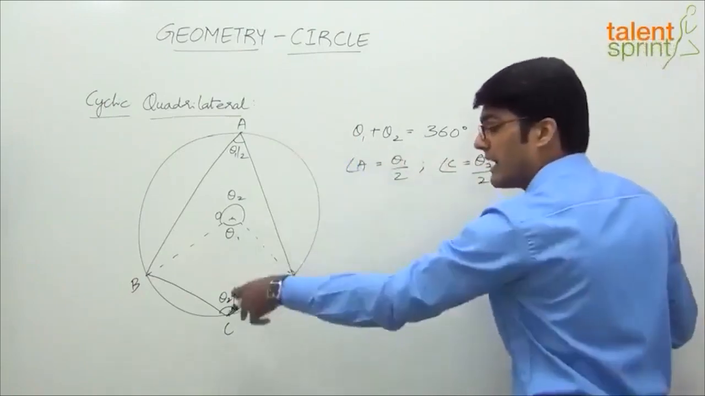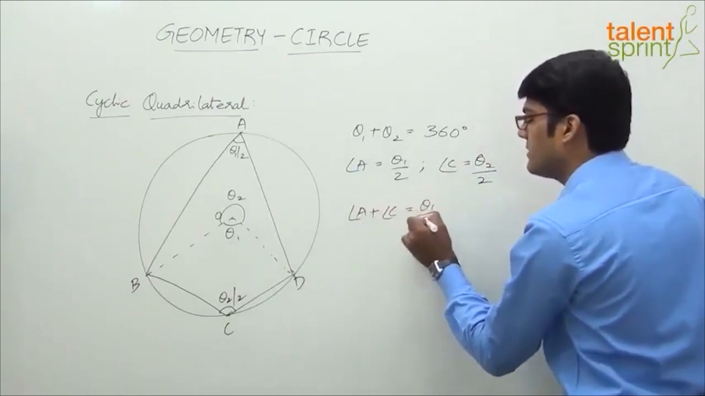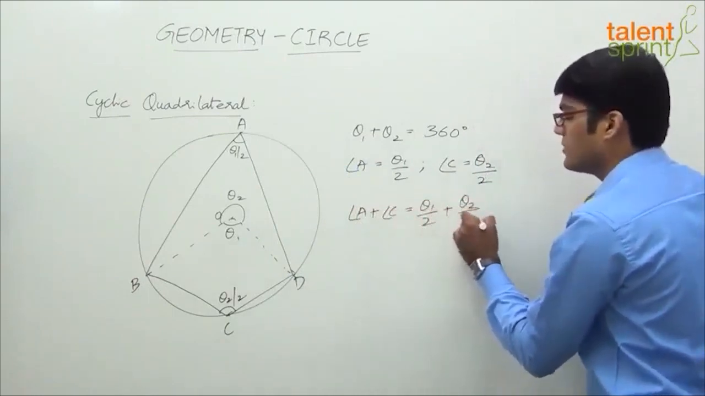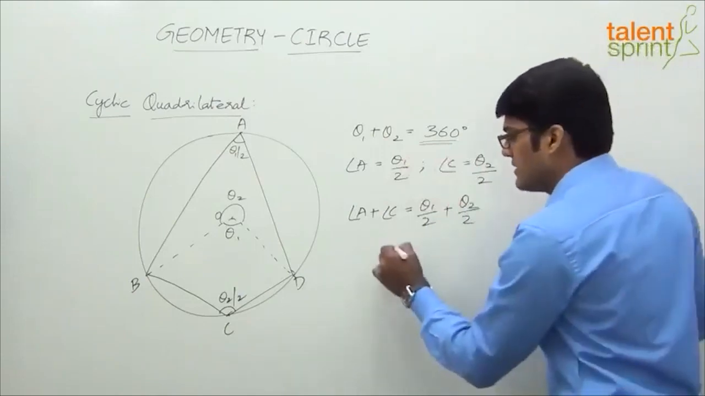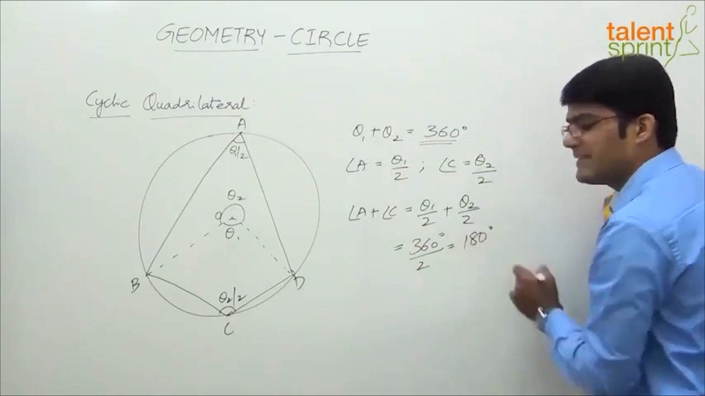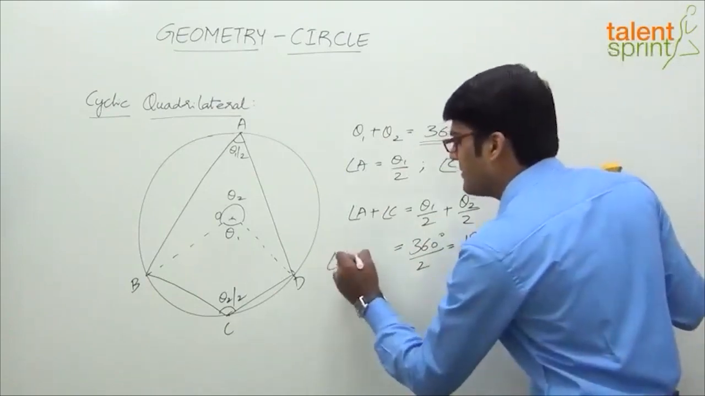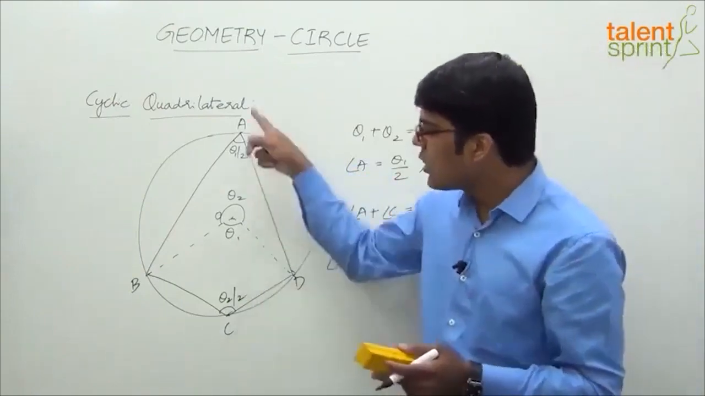Let's add the two angles, angle A plus angle C. Angle A plus angle C will be equal to theta 1 by 2 plus theta 2 by 2. We already learned that theta 1 plus theta 2 is equal to 360. So this is 360 degrees upon 2, which comes out to be 180 degrees. So I can say that angle A plus angle C is equal to 180 degrees. And A and C, as you know, are opposite angles.